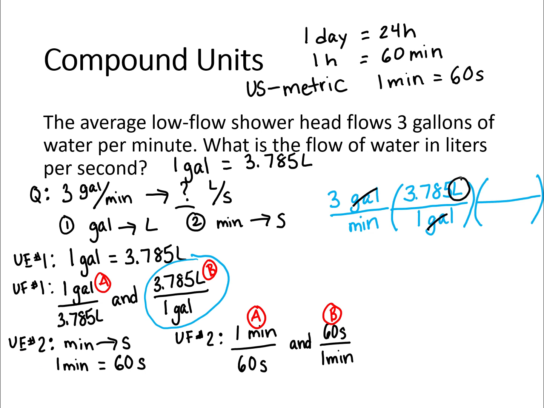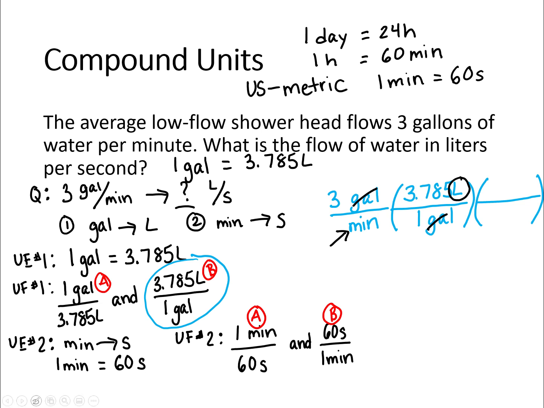But this next step is different from what we've been doing. We have another unit that we want to get rid of. We want to get rid of minutes. Minutes are in the bottom, or the denominator. So which unit factor from set 2 are we going to use, A or B?